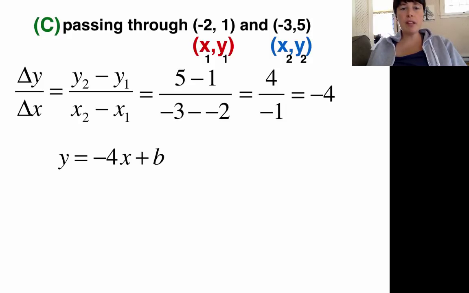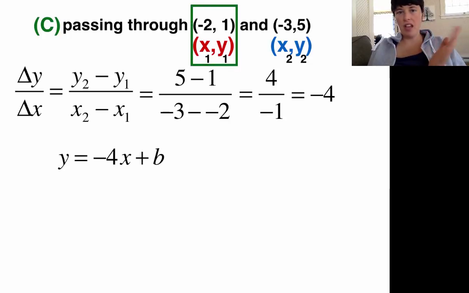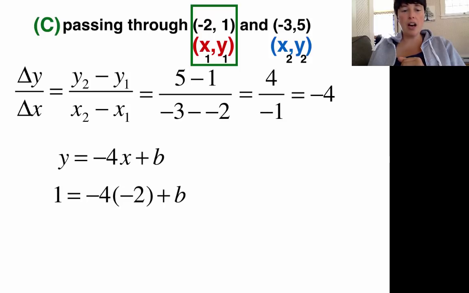So we're going to solve for the b by putting one of the points in. I'm going to choose the first one just out of habit. I'm going to put negative 2 and 1 in for the x and the y. So I'm going to have 1 equals negative 4 times negative 2 plus b. And then I'll put a line down the middle and I'll solve for b.